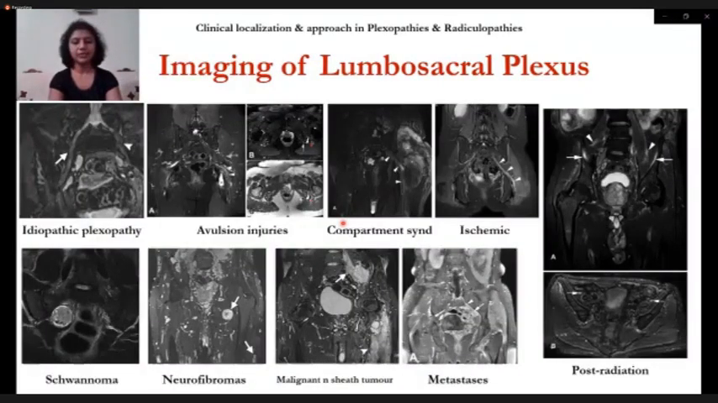MRI is the imaging modality of choice while studying the lumbosacral plexus. It may show abnormal signal intensity, enhancement, enlargement, and edema, and it may help to identify which segment is precisely involved in the lumbosacral plexus. It reveals a wide variety of etiologies that help in planning the further treatment.